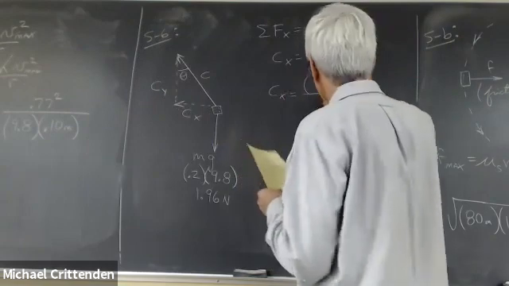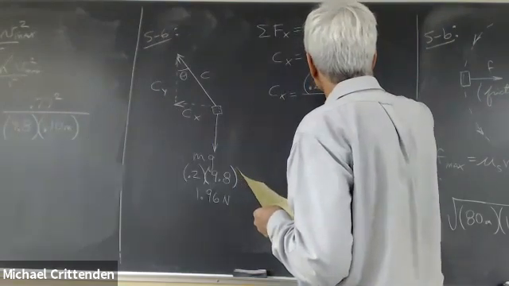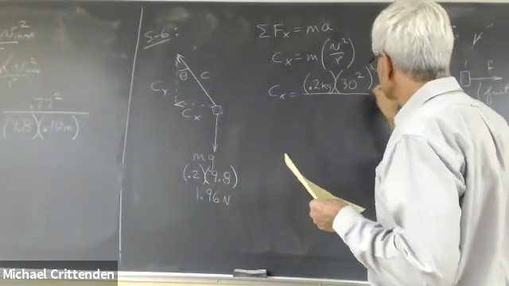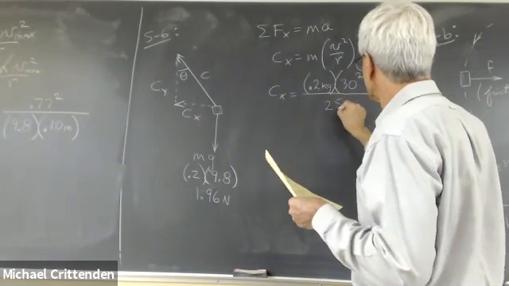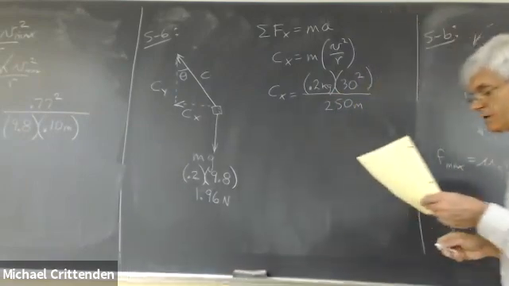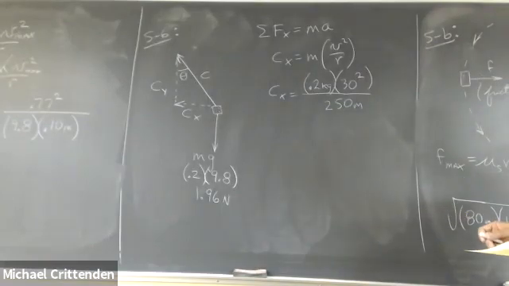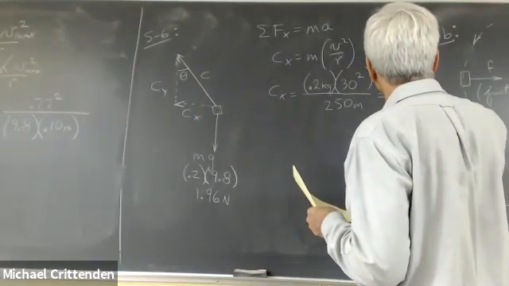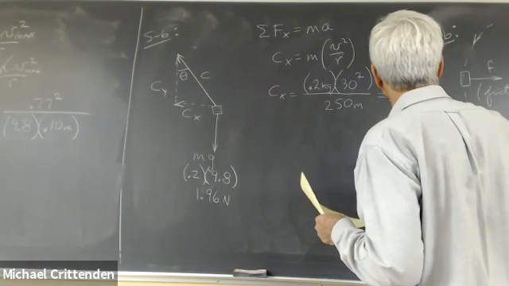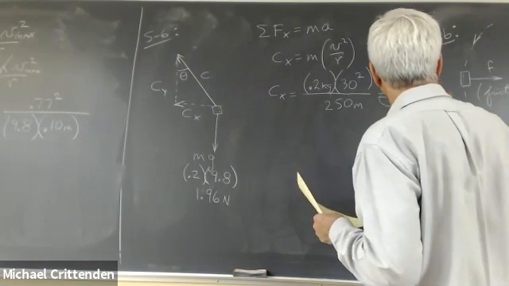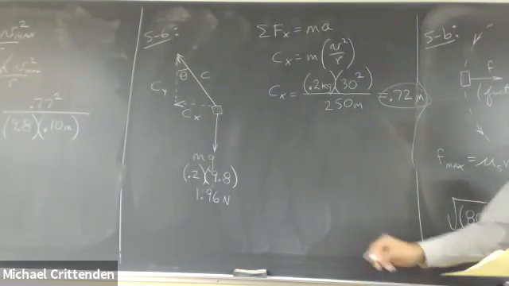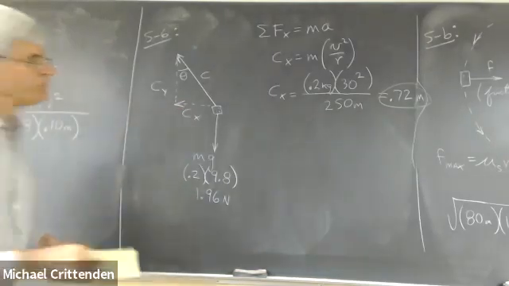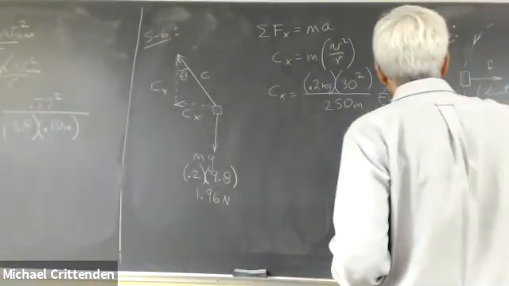Fill in numbers. 0.2 kilograms, 30 meters per second for V, and 250 meters is the radius of the curve that the car is following. So the X component of this force is, not meters, it's newtons, it's force.